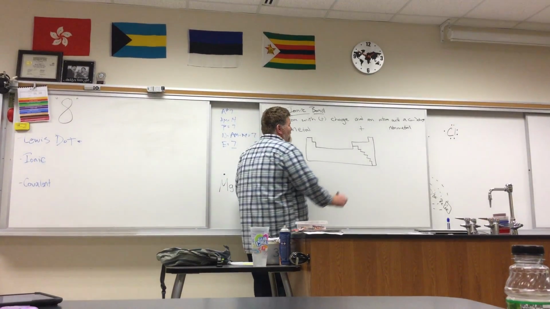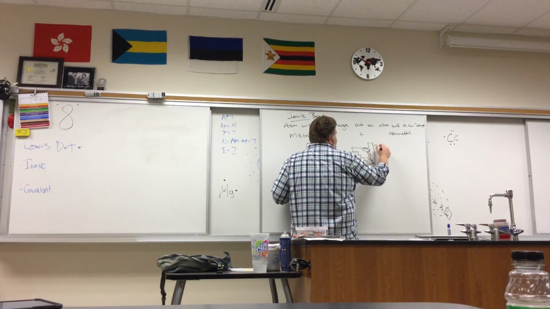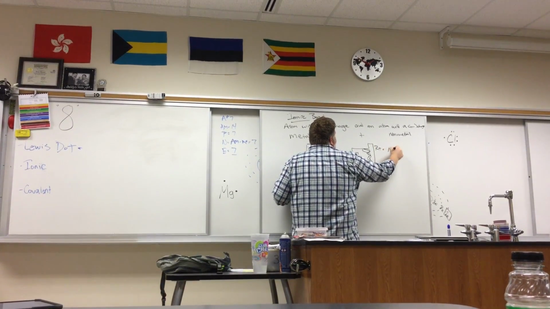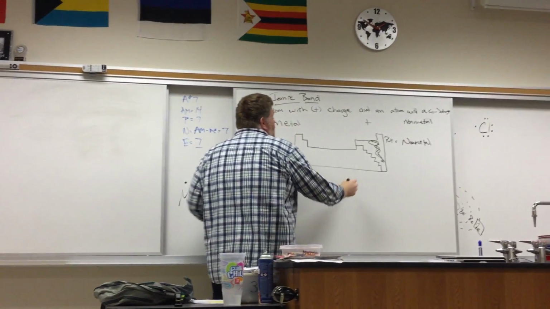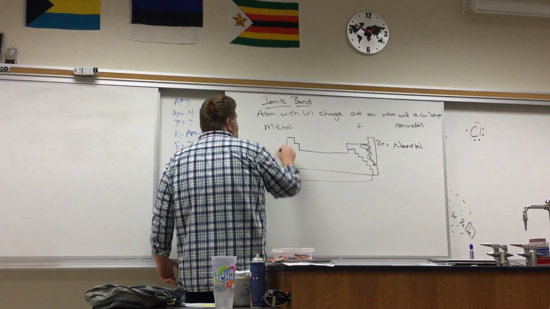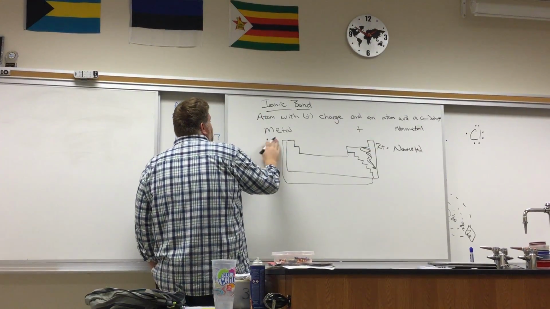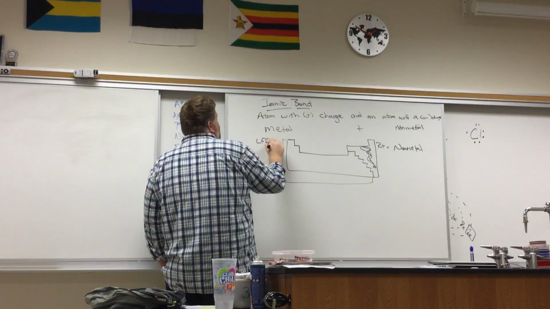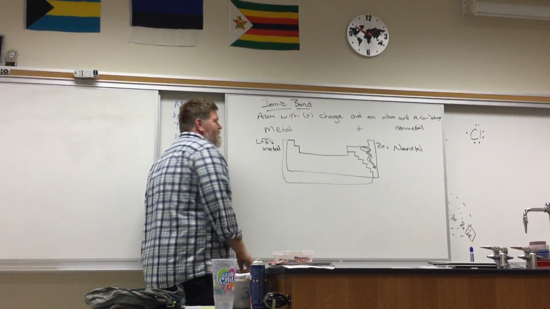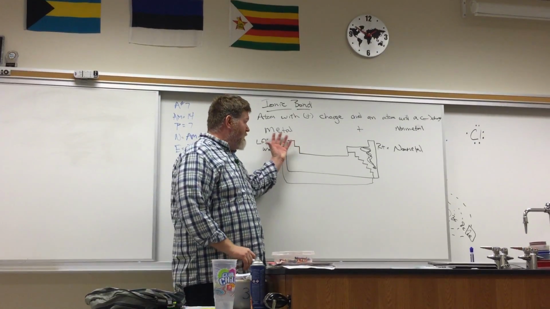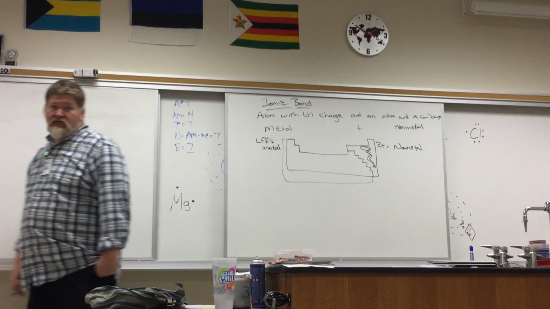Anything that is on this side, the right-hand side, equals a non-metal. Anything that can be found on the left-hand side, which is 90% of the elements, equals metals. So if you ever see a chemical formula written with a metal plus a non-metal together, it's an ionic bond.